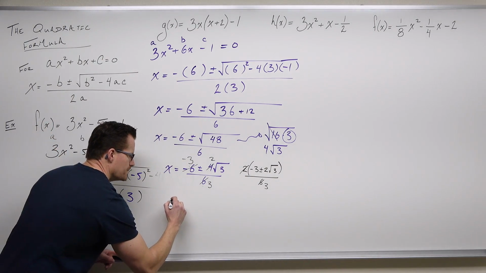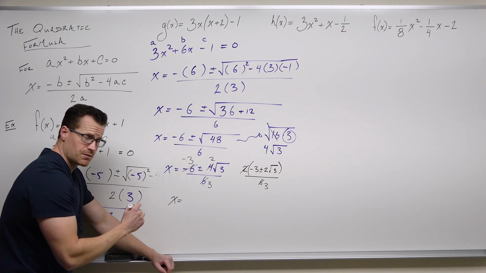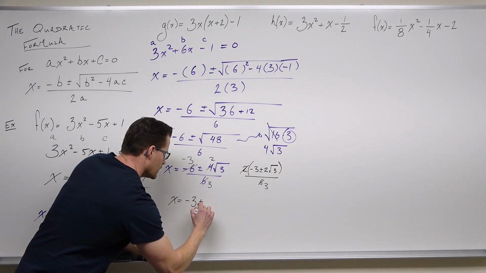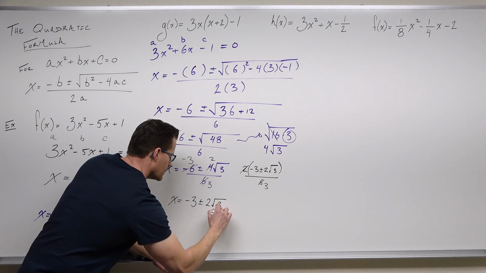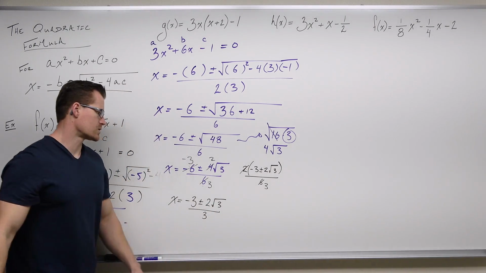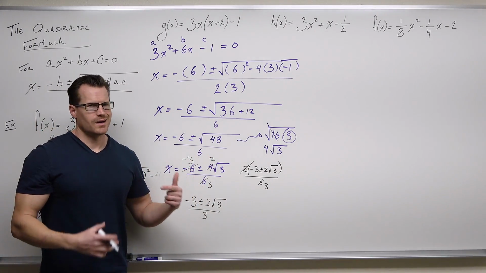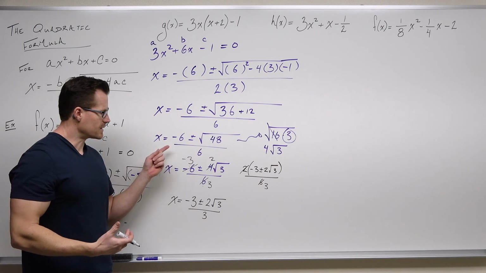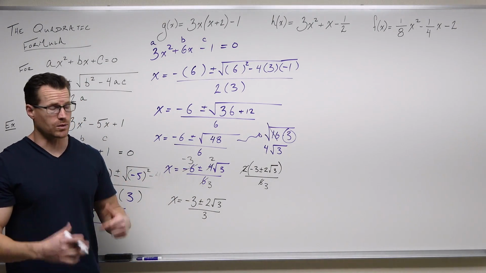We get that this would be -3 plus or minus 2 root 3 over 3. Either way you go, I really don't care, but you do need to understand that you can't simplify just one part of that. That's not okay.